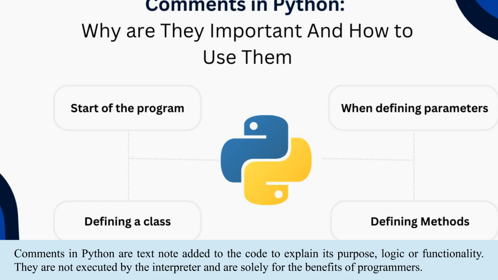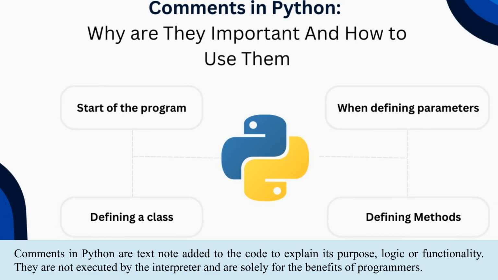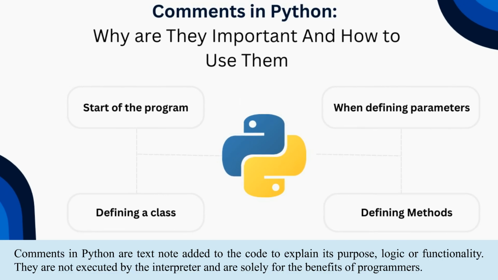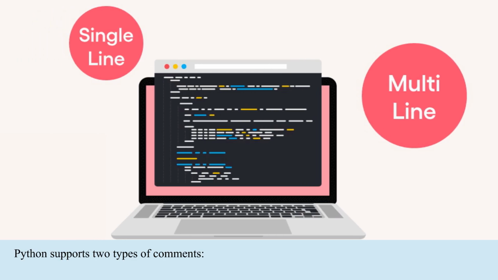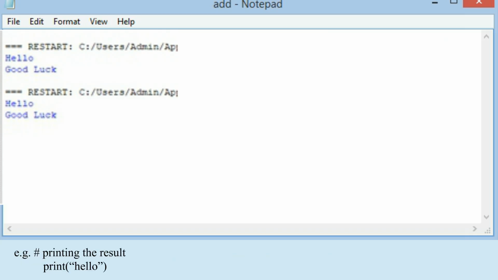Comments in Python. Comments in Python are text notes added to the code to explain its purpose, logic or functionality. They are not executed by the interpreter and are solely for the benefit of programmers. Python supports two types of comments, single-line comment and multi-line comment. They start with a hash sign. Example: printing the result, print hello, print good luck.